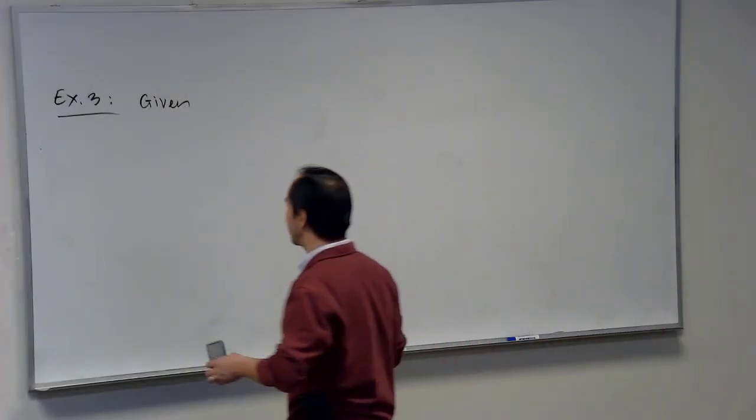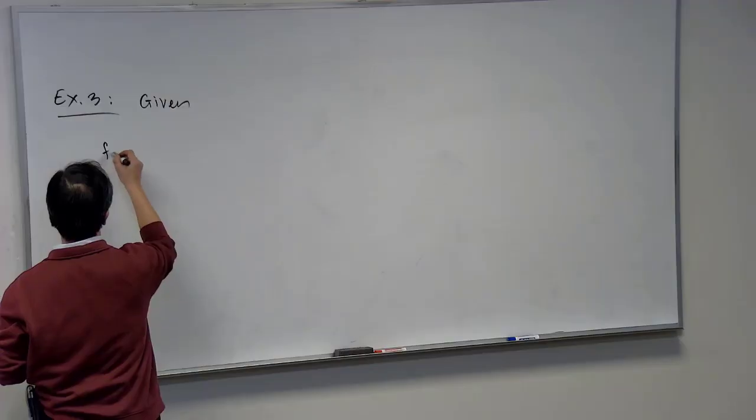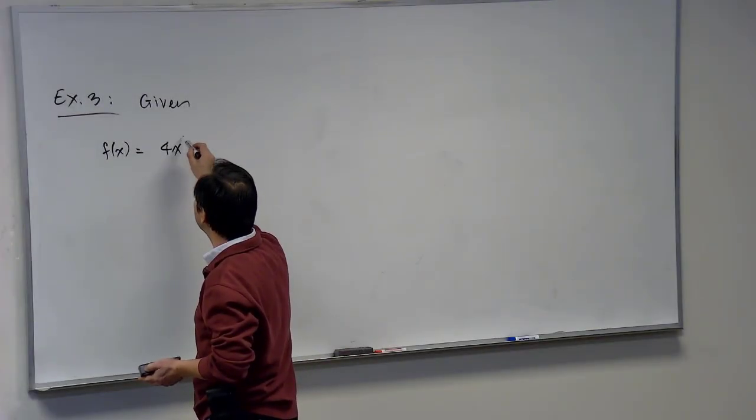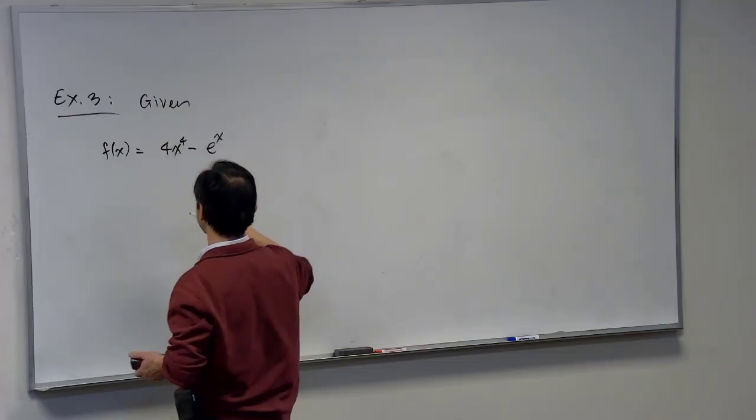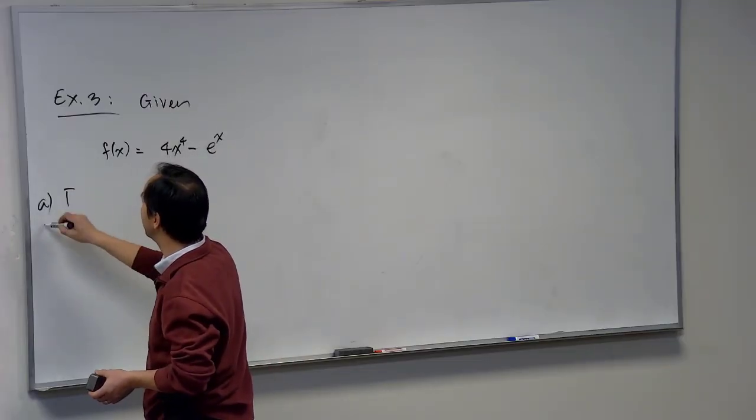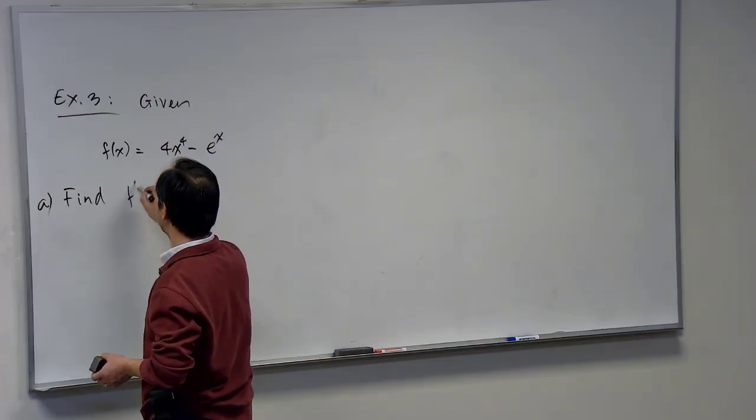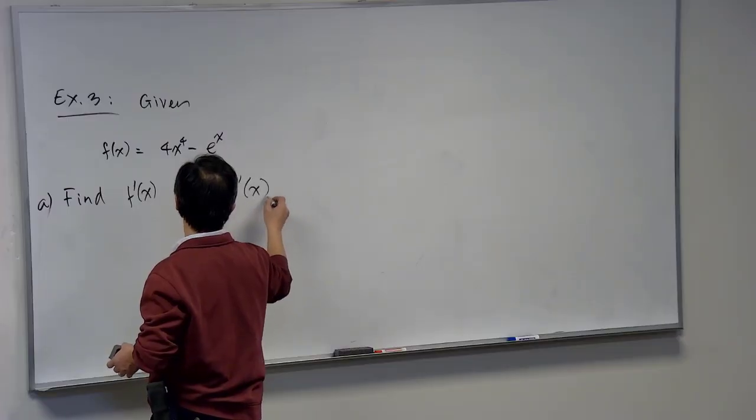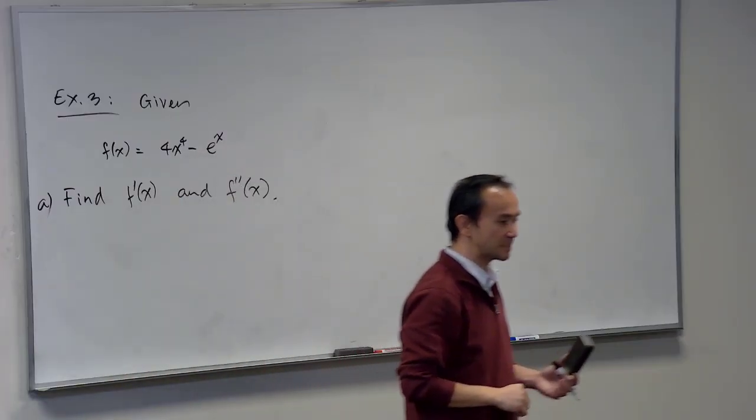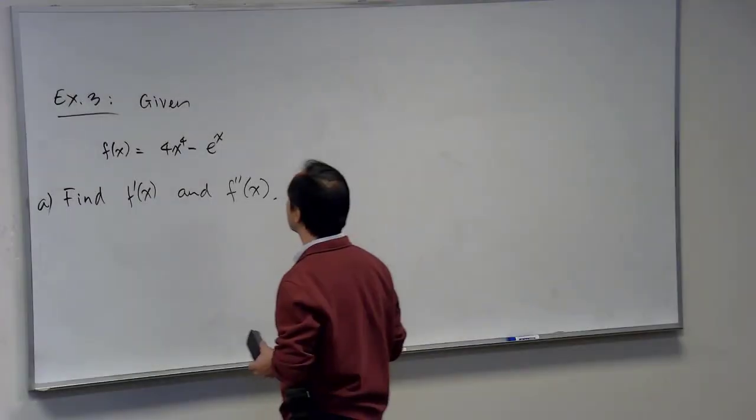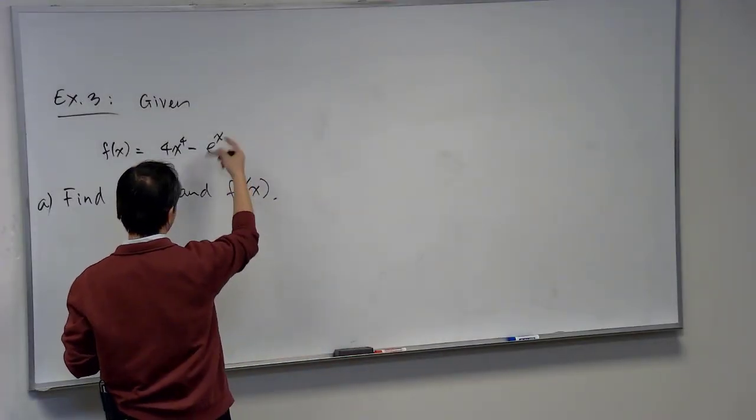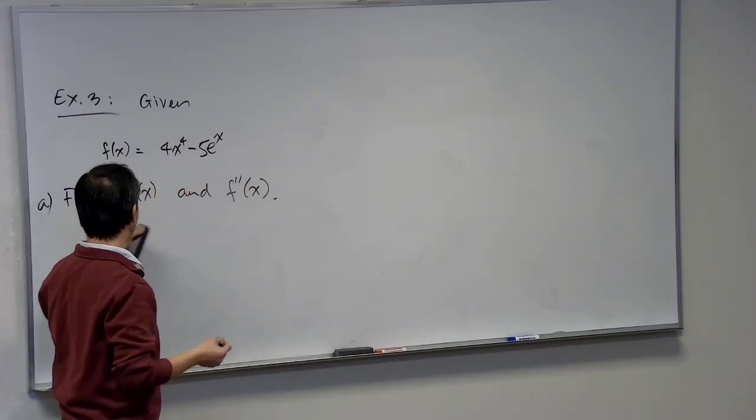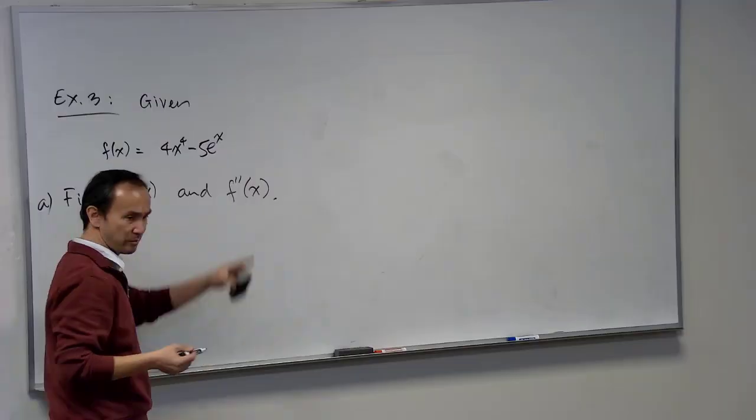Okay, so now let's look at another example about our function here. F of x equals 4x to the 4th minus e to the x. And that's just part A. We want to find f prime of x and f double prime of x. So another repeated practice for you guys. Let me fix that typo here a little bit: 5 e to the x, right? And we're asked to find f prime of x and f double prime of x.